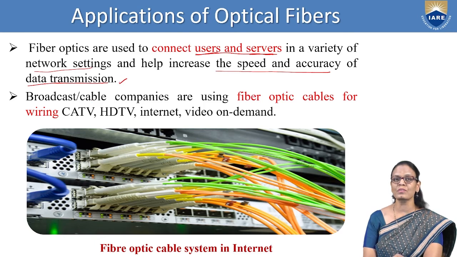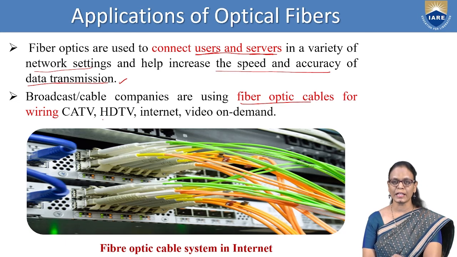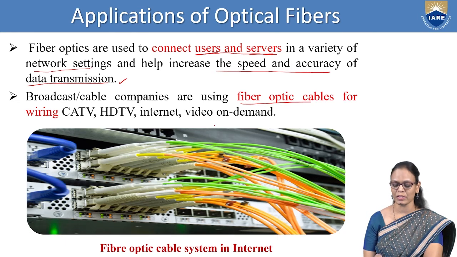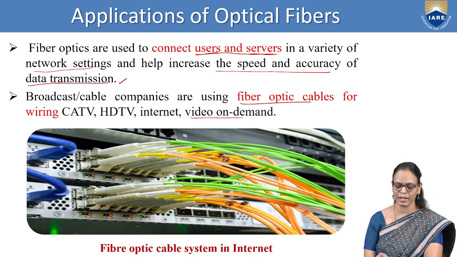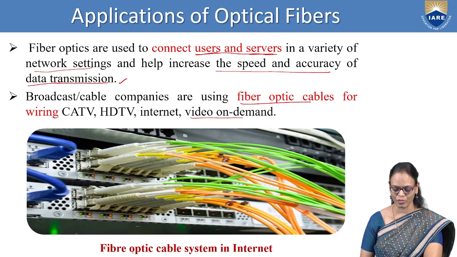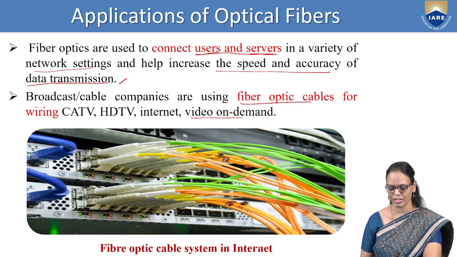Then also in broadcast and cable companies, they use fiber optic cables for wiring, that is HDTV, internet, and even for video signals. In all these cases, they are using optical fiber. Here we can see a beautiful picture of a fiber optical cable system which is used in internet.